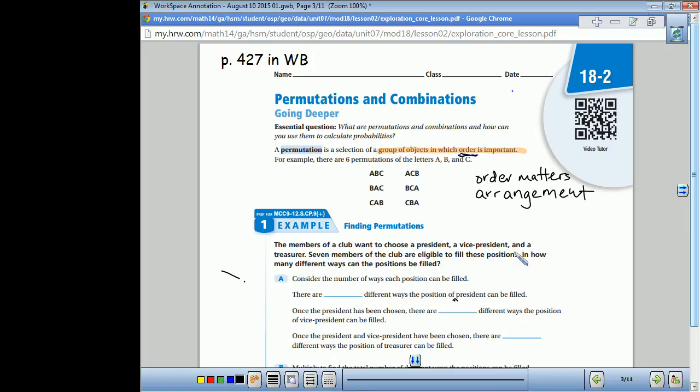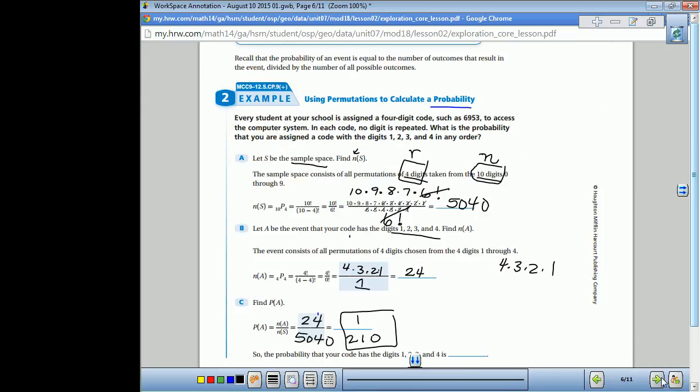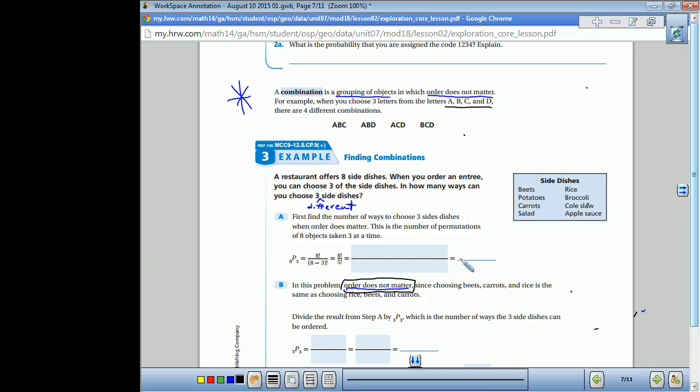But what if order doesn't matter? If order doesn't matter, is there any difference between A, B, C and C, A, B? No. And when I use that permutation formula, order did matter, so it gave me 6. Well, with a combination, the order doesn't matter. A, B, C is the same as C, A, B. What matters is that our groups look different.